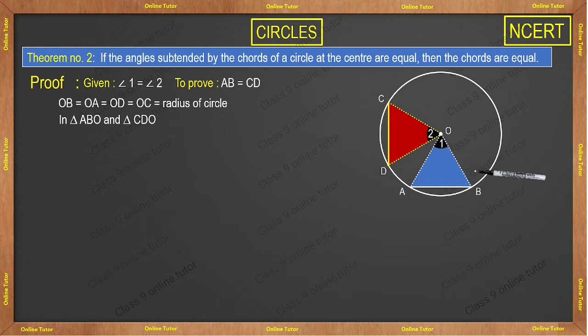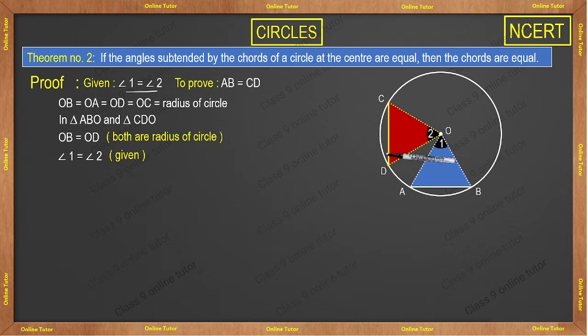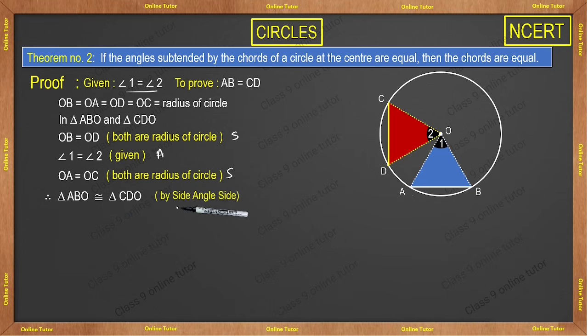In these triangles, line OB is equal to line OD because this is the radius of the circle. Angle 1 is equal to angle 2, this is given to us. And line OA is equal to line OC, this is also the radius of the circle. So now in these two triangles, we have proved one side, one angle and another side equal to each other. So these two triangles are congruent to each other, and here we have used side angle side congruency.